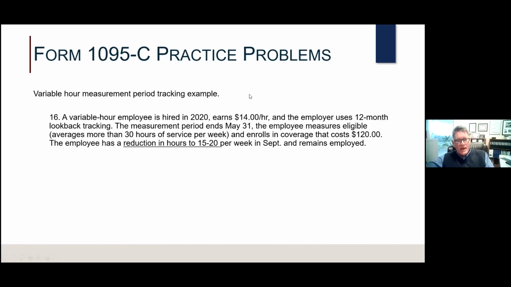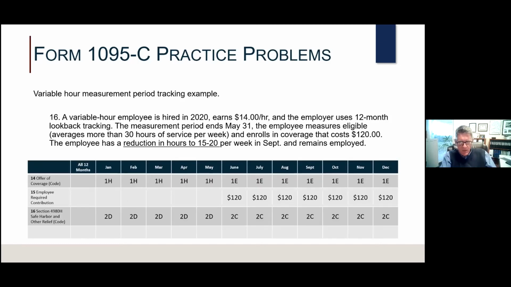Here's a variable hour example. I do want to make sure that anybody who's using variable hour employee tracking pays very close attention to this. A variable hour employee here is hired in 2020. Their measurement period ends in May. They're eligible for coverage. They enroll in coverage, but then the wrinkle here is they then have a reduction in hours to part-time status mid-year. What happens? And I'm just going to go into this really quickly here because we're getting short on time.